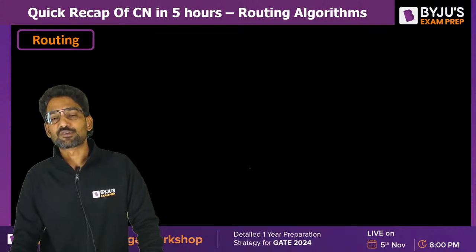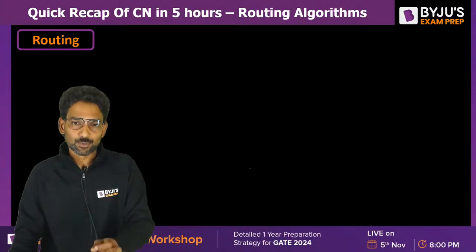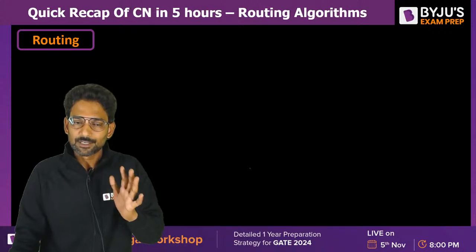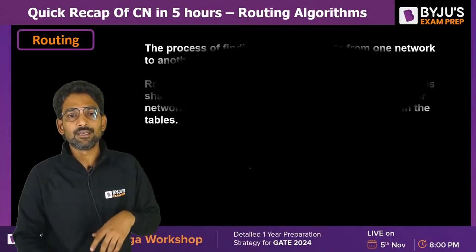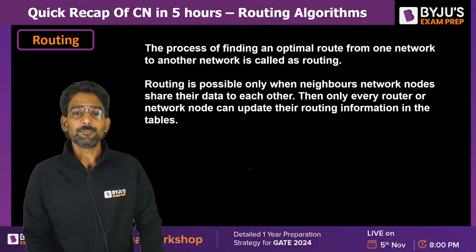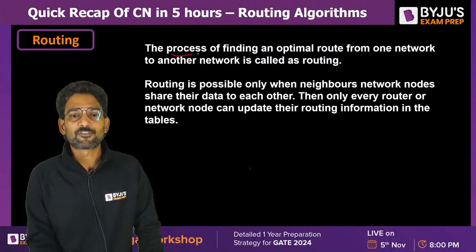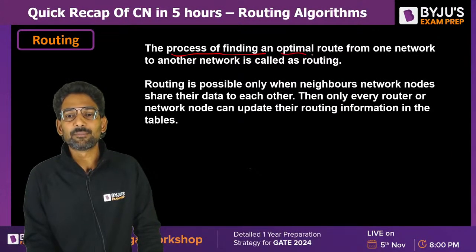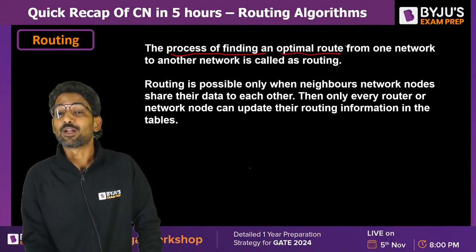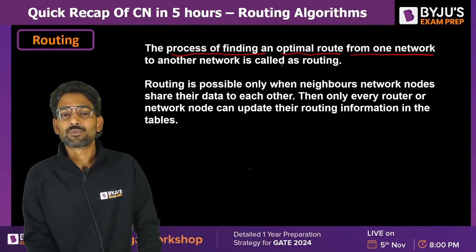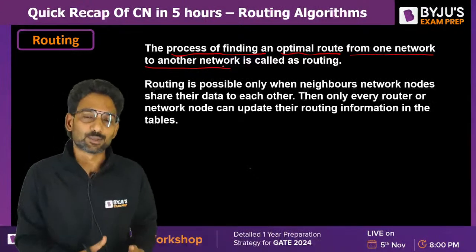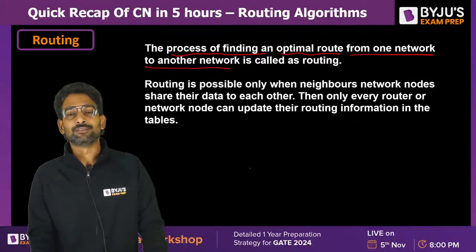Routing is the process of finding optimal route, not just shortest route. I believe everyone understood. So let us see what is actually defined. See, the process of finding an optimal route. Nowhere it is said shortest. An optimal route from one network to another network or one node to another node is called routing.